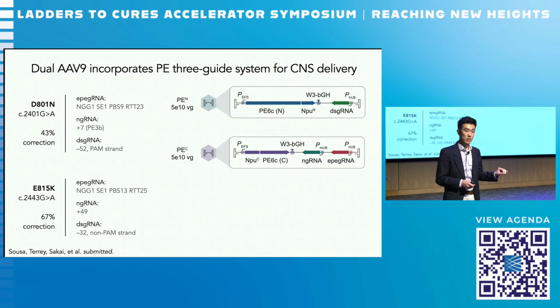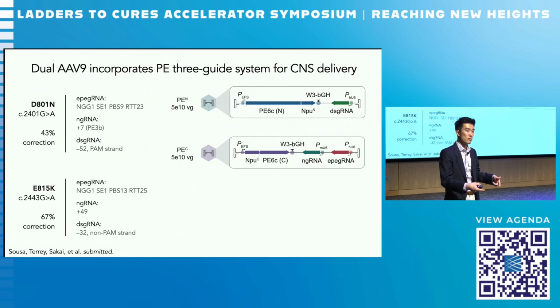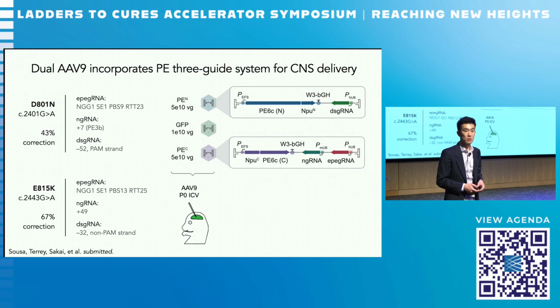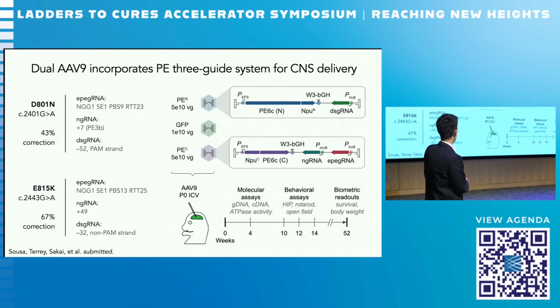But suffice it to say that we can then package those into a dual AAV9 vector system, wherein the prime editor is split across two vector halves, N and C terminal, that will, upon successful co-transduction, reconstitute by protein trans-splicing. And so along with a GFP marker for biodistribution, we deliver these into these animal models by intracerebroventricular administration at P0 and subject these animals to a barrage of phenotypic assays, including at the molecular, behavioral, and biometric levels.